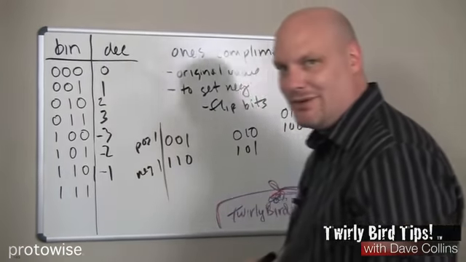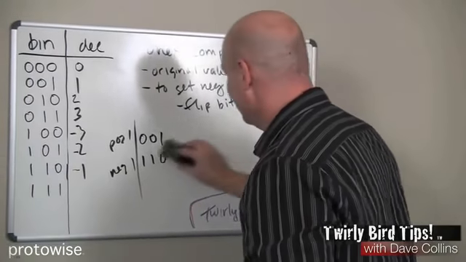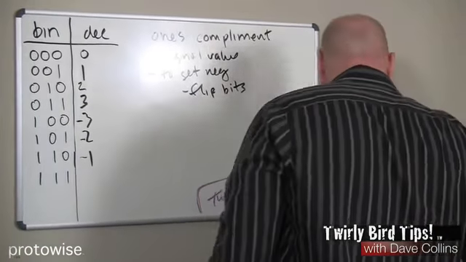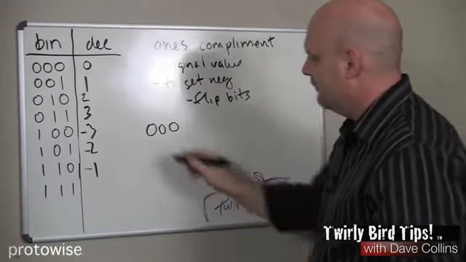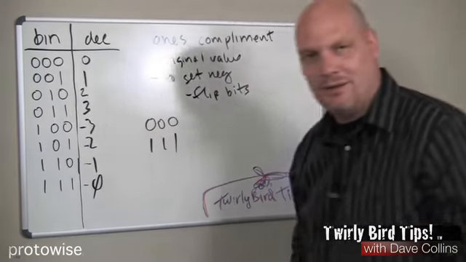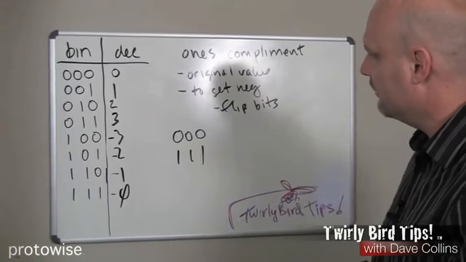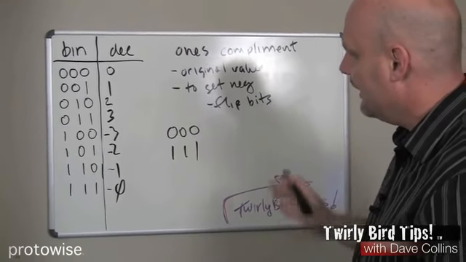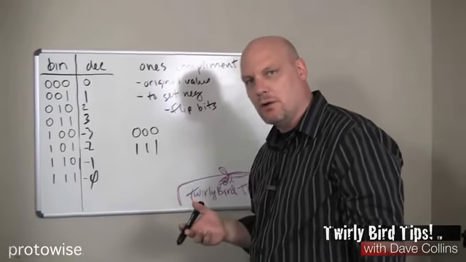Notice we still have this 0, so let's do the 0 real quick. I've got a 0 represented as 0, 0, 0. To flip those bits makes it a 1, 1, 1, and again we get a negative 0. Not intuitive, kind of ugly, but it's another way to represent negative numbers. And again, this is going to have some implementation issues in hardware.